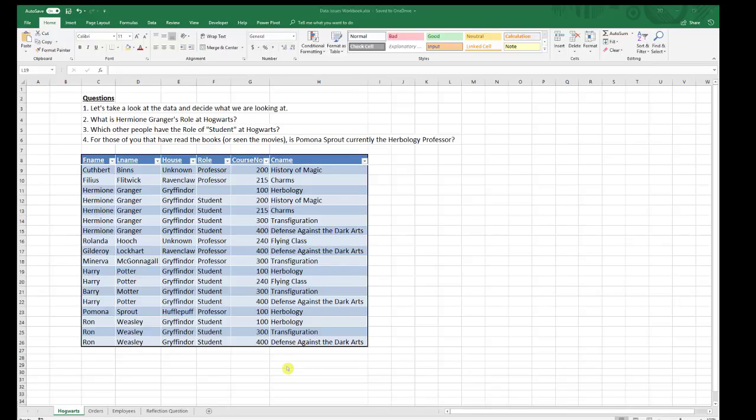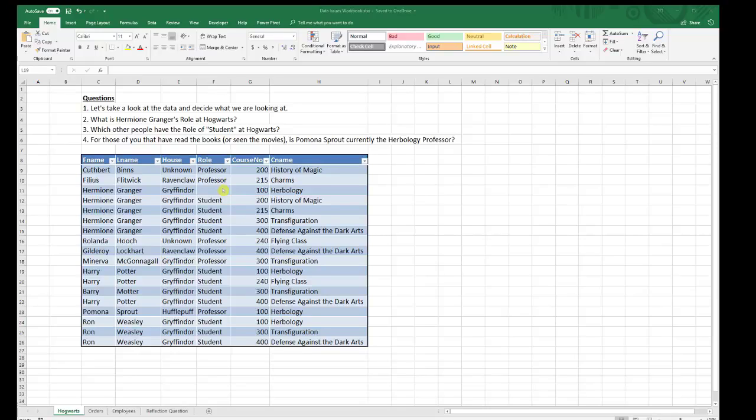So once you've oriented yourself to the data, we can now ask some questions. Asking some questions of the data will help us better understand the quality of its organization. So the first question we have is, what is Hermione Granger's role at Hogwarts? So what we'll do is we'll take a look manually. We can see Hermione Granger's name, and we see that she is a student.